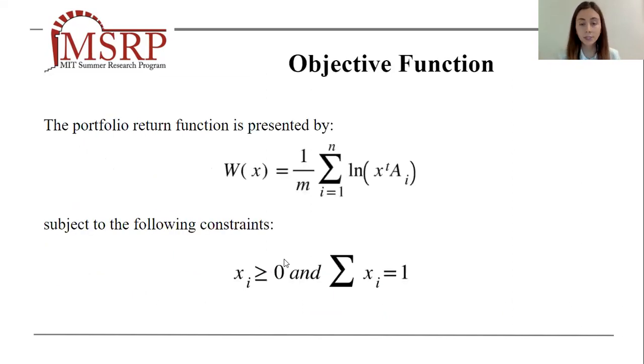So here's the objective function. If you want more details about the objective function or the variables, please feel free to refer to my poster. But as you can see, it is a logarithmic function. And the only constraints that we have are that all of the proportions of the assets should be non-negative, and they have to sum up to 1.